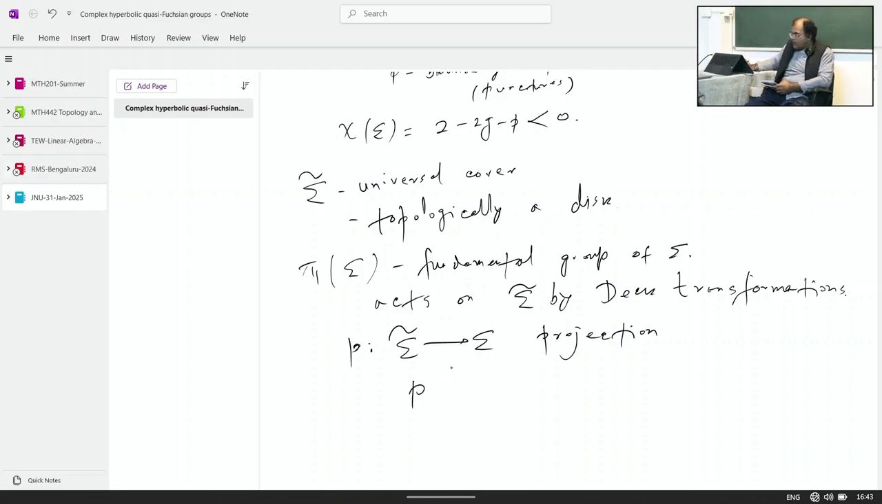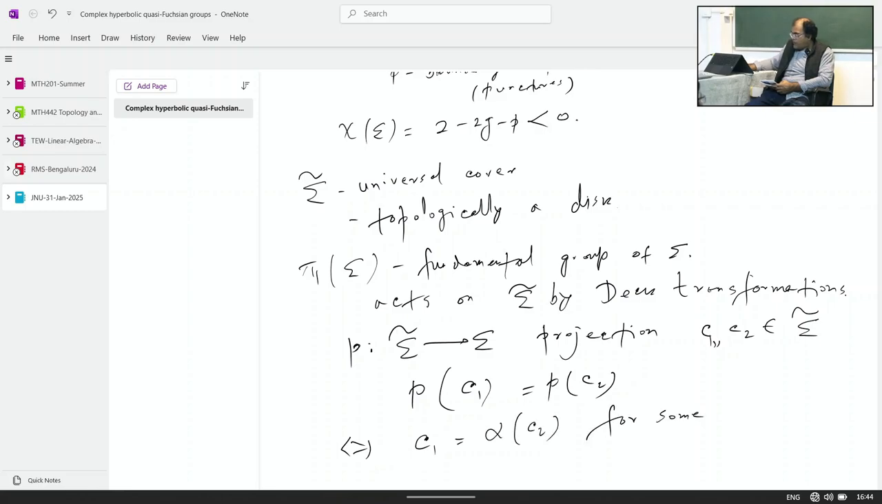Then you take P1, P2 in sigma tilde, then P of, again, bad notation, so I think I change it to something, maybe C1, C2, okay. So P of C1 equals P of C2 if and only if, what would be the condition? C1 should be a translate of C2 by some alpha in the fundamental group. It follows from basic covering space theory.